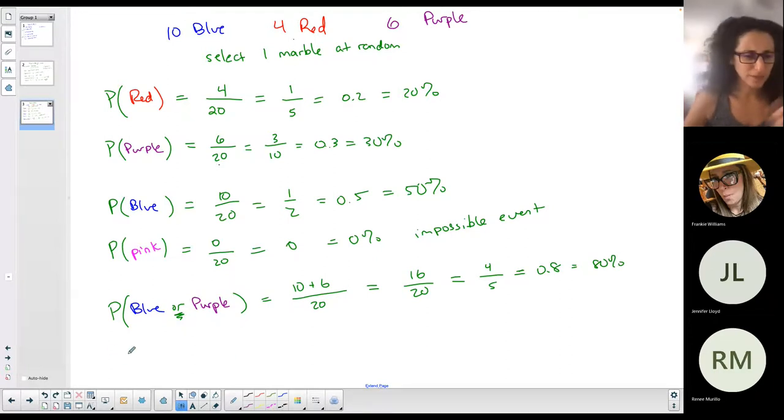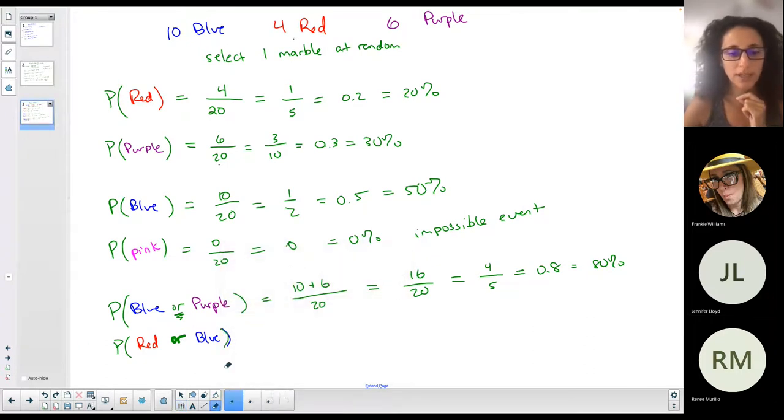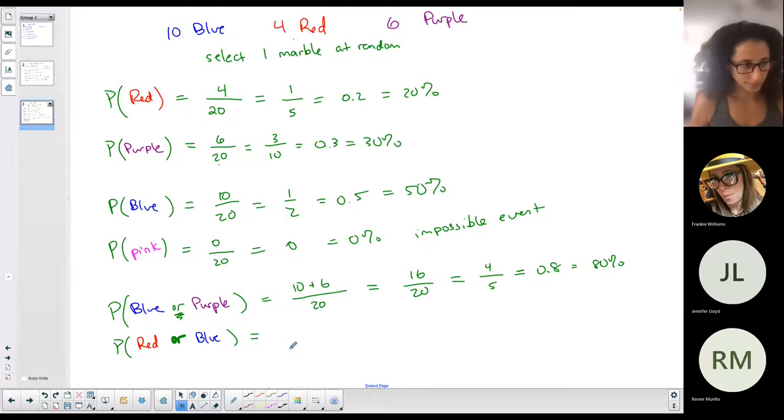Okay. Let me do one more with this particular case. What is the probability that it is red or blue? So I'm only selecting one again. What's the probability I get a red or a blue? It doesn't hurt to try. You could type it in the chat too, you know.